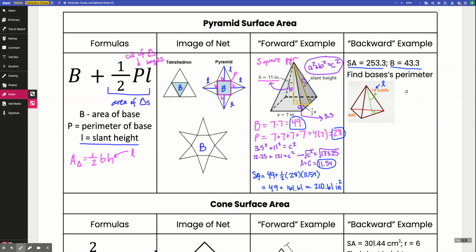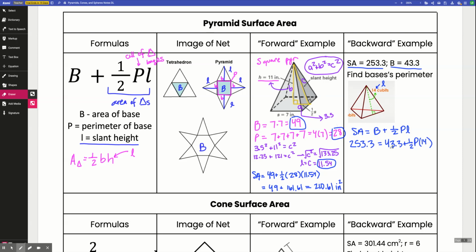Okay. So remember, I'm still using this formula. Surface area equals the area of the base shape plus 1/2 perimeter of the base shape times the slant height. So let's plug in the information that we have. So 253.3 is my surface area equals the area of the base is 43.3 plus 1/2 times the perimeter of the base shape is what I don't know, but I do know the slant height is 14.